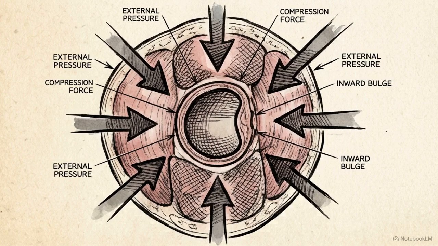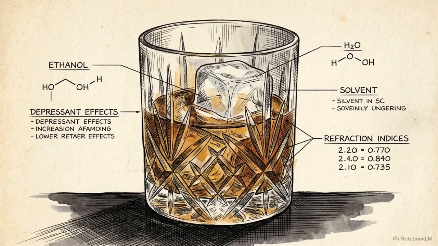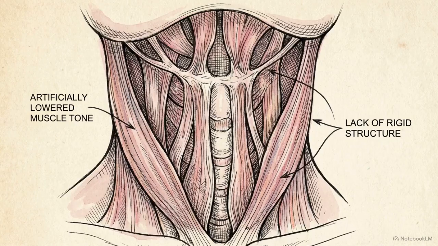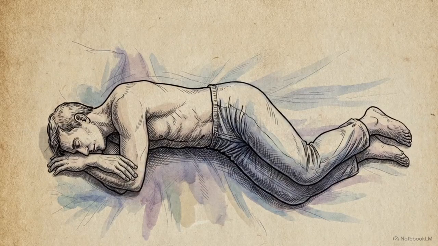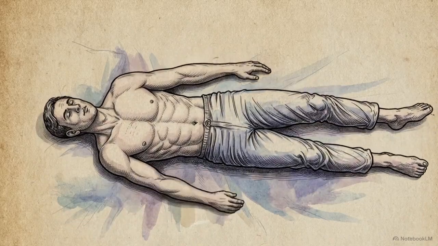Certain external variables act as force multipliers on an already collapsible airway. Structural factors like obesity and a large neck circumference add dense external physical weight that continuously pushes inward on the pharyngeal walls. Chemical depressants like alcohol and sedative medications artificially force muscle tone lower than normal sleep states. Then there is the critical role of body position, specifically lying flat on the back, known as the supine position.